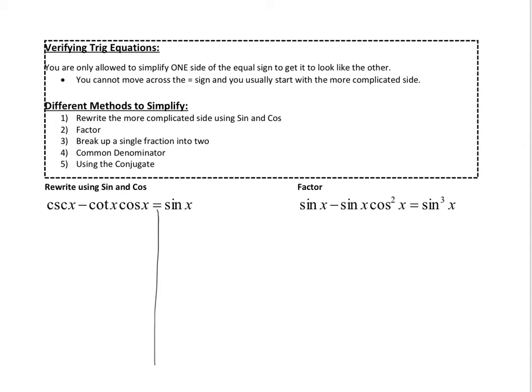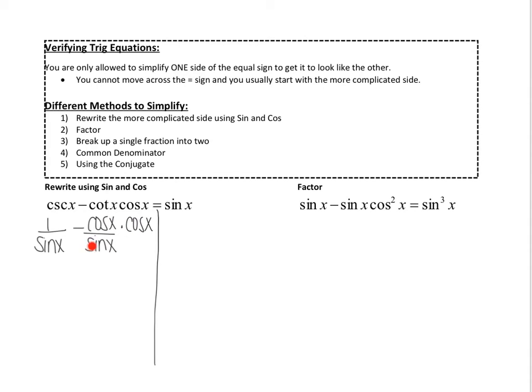Okay, and these are the 5 methods that we just talked about. We talked about factoring, breaking up a single fraction, common denominators, and using the conjugate. The only thing we didn't talk about is writing the more complicated side using sine and cosine, which we can do in this first example. So I'm going to do one of each, rewriting using sine or cosine. So if you look at this first one, we've got cosecant of x. We could write that as 1 over sine. And we know that cotangent of x is cos x over sine x.